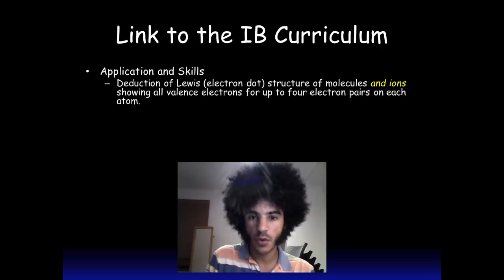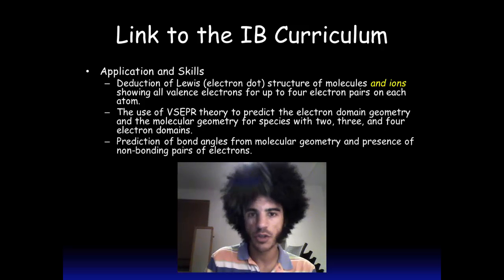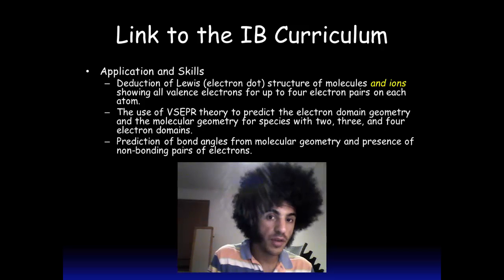So the link to the IB curriculum is similar to what I've said in earlier videos. The application is deduction of Lewis electron dot structures of molecules and ions, showing all valence electrons for up to 4 electron pairs in each atom. I'm not going to go through ions in this particular video, that will be in a future video, so we'll put that on hold. Other things as well is the use of VSEPR theory to predict the electron domain geometry and the molecular geometry of a species with 2, 3 and 4 electron domains, and the prediction of bond angles and geometry.